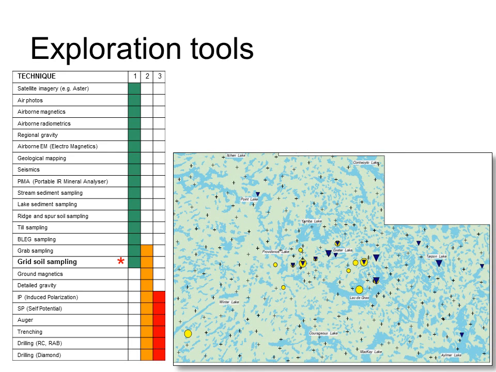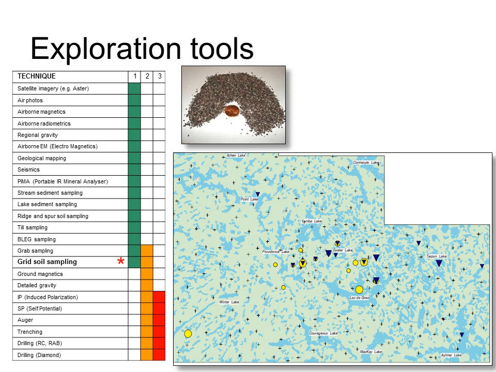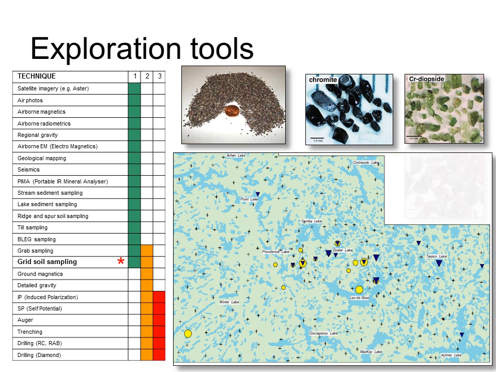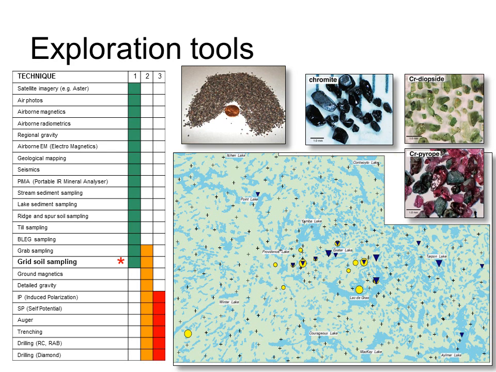till sampling is used to detect kimberlites that host diamonds. You take a large soil sample, sieve it to concentrate the sand-sized portion, and then this is separated by gravity to collect the heavy minerals looking for kimberlite indicator minerals, or KIMs, which include chromite, chromium diopside, and chrome-rich pyrope garnets. If these are present, then you increase the sample density and use geophysics if the kimberlite doesn't outcrop.